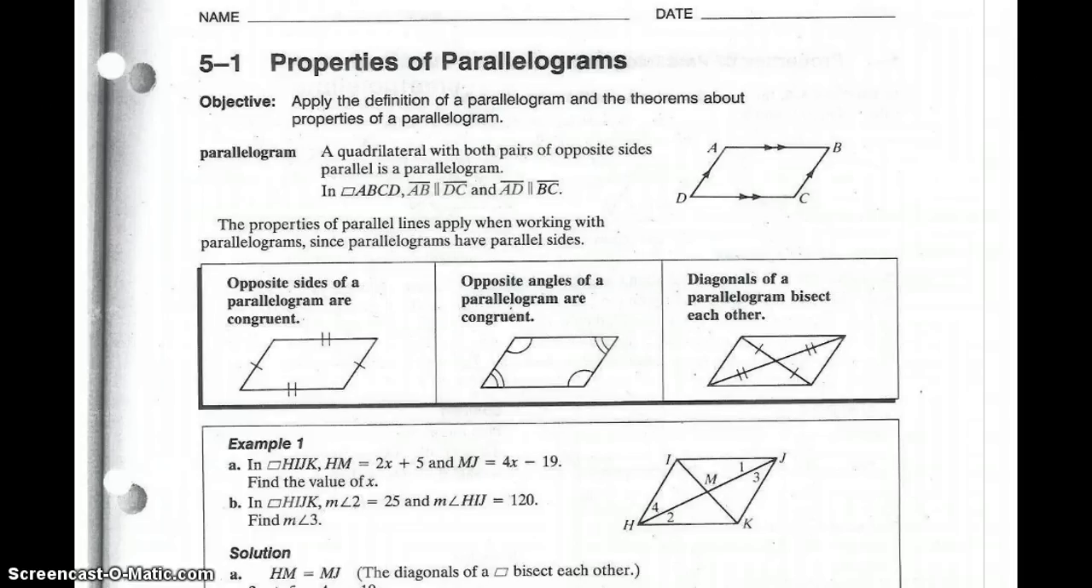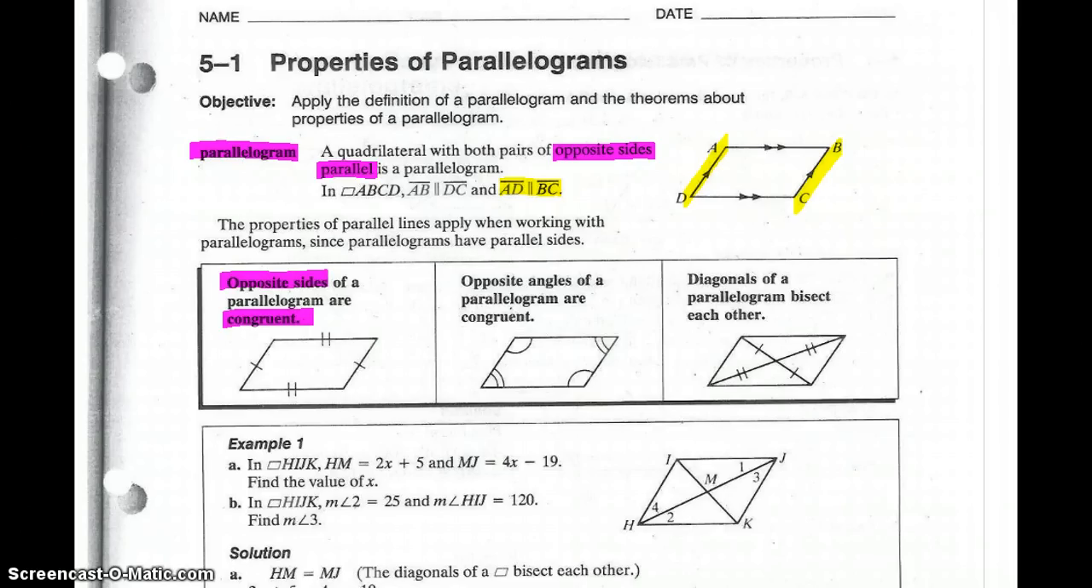A parallelogram is a quadrilateral with both pairs of opposite sides being parallel. So in our picture, AB is parallel to DC, and AD is parallel to BC. Now, when we have two sets of parallel lines intersecting each other, then all of the properties that go along with parallel lines apply. So now, the following three boxes are properties of parallelograms and not the definition of parallelograms.